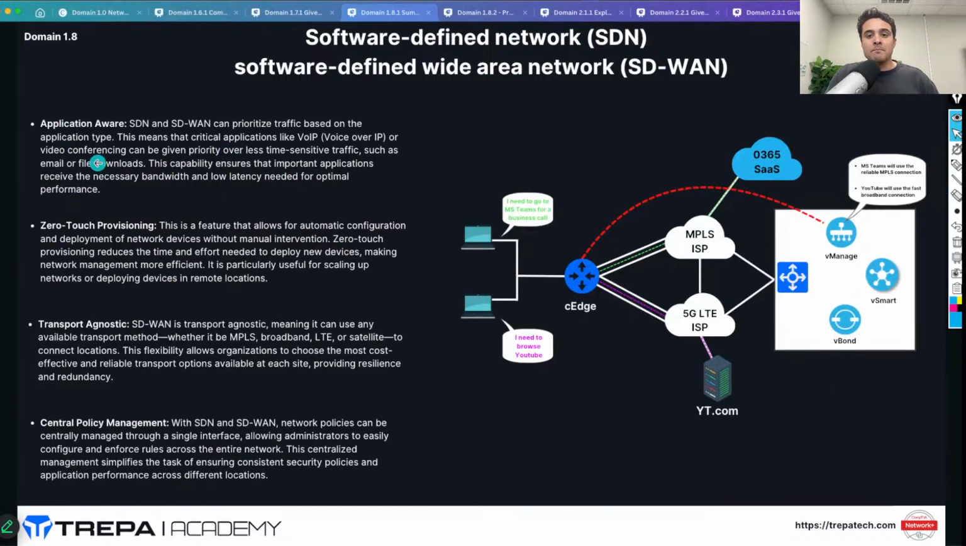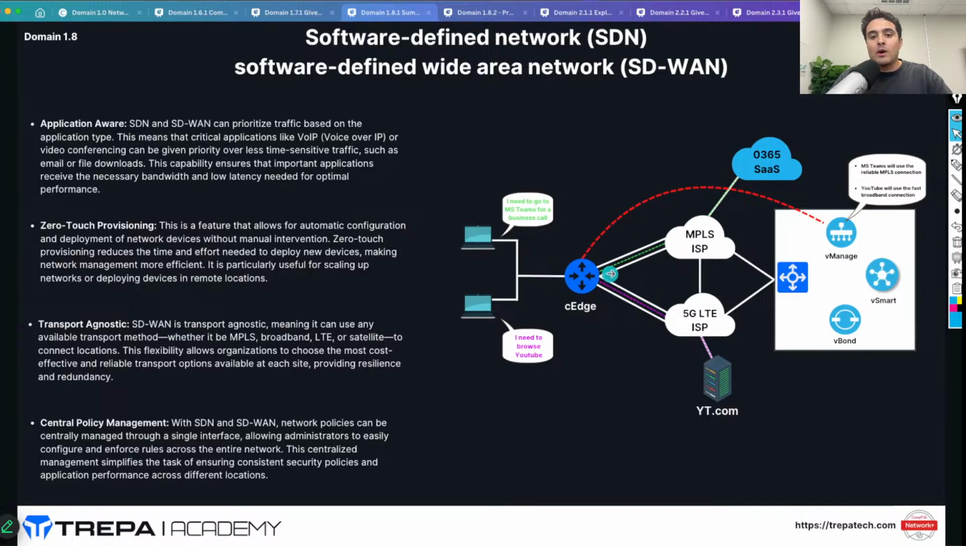So, some more definitions here that are going to be good for our exam. What does it provide us? So it gives us application awareness. So with SDN and SD-WAN, we can prioritize traffic based on the application. And that's something, again, we configure. So in our SDN appliance or our SD-WAN appliance, we can say, hey, I'm controlling this edge router via vManage. And I'm telling this edge router that Microsoft Teams is something that's business critical.